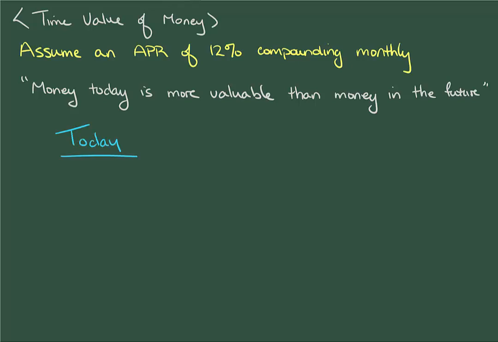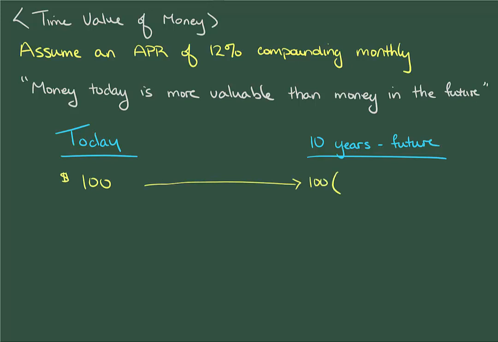To see this, let's run the numbers. Let's look at $100 today versus 10 years from now. We're going to take our $100 and push it 10 years into the future, and we know how to do this using the future value formula. If we do that, we get $330. Now let's think about what this means. $100 today is worth $330 in the future. This is because money can be used to make more money.